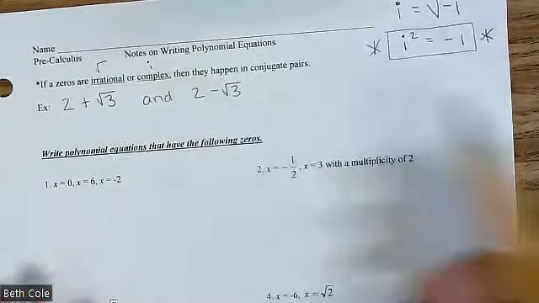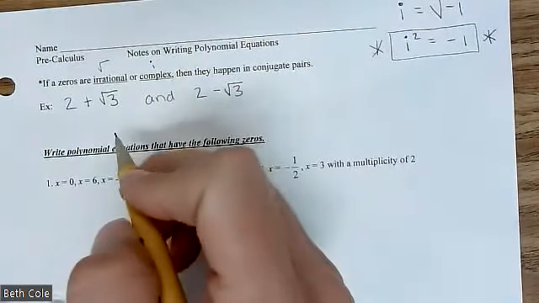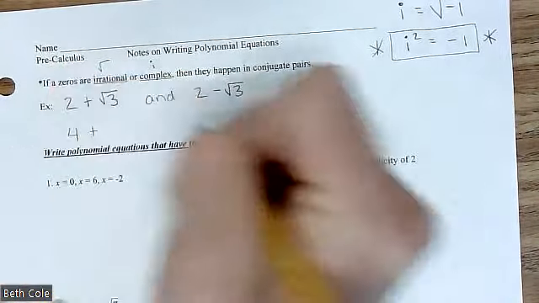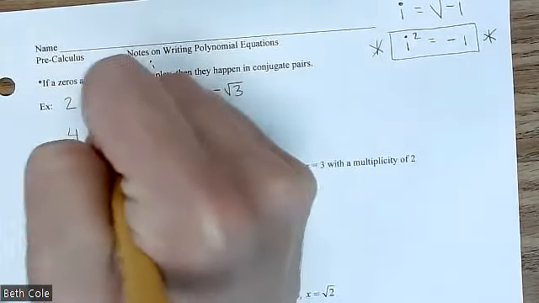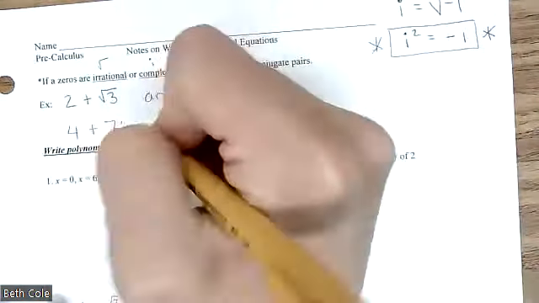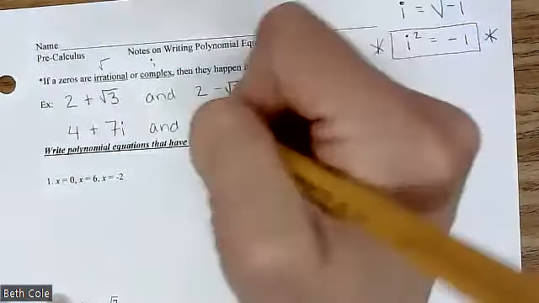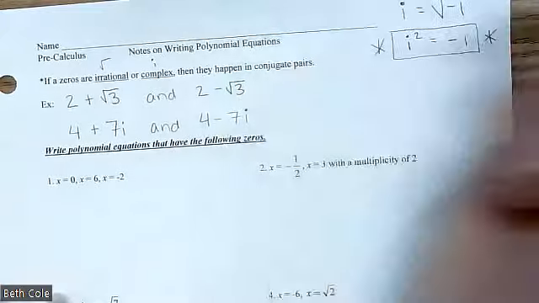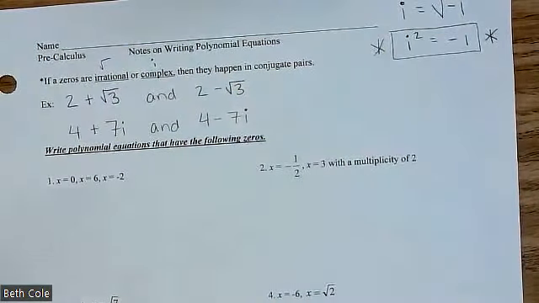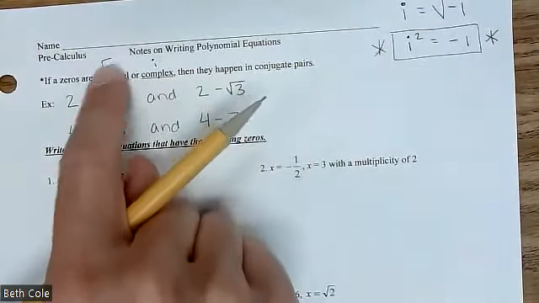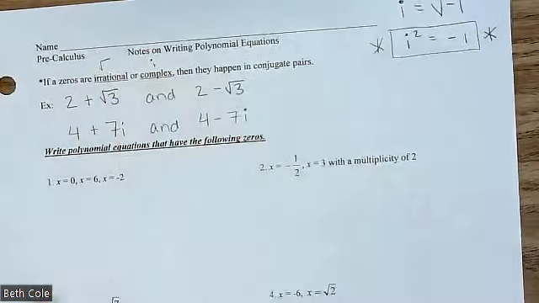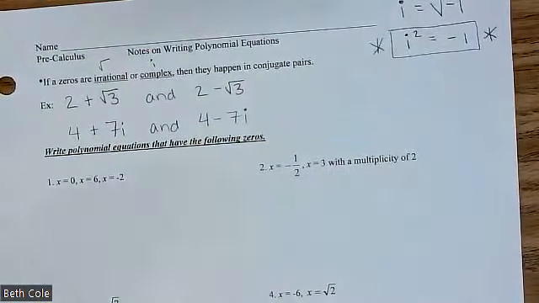Let's do another one that has an i in it. Just shout out some more numbers to me. 4. All right, let's do 4 plus 7i, perfect. What would be the conjugate pair for that? That is literally it, 4 minus 7i. It's because you get the plus and the minus in there. So if you have irrational, which means there's a square root, or complex, which means there's an i, they're going to happen in pairs. Whether the problem says so or not, you need to know it's there.